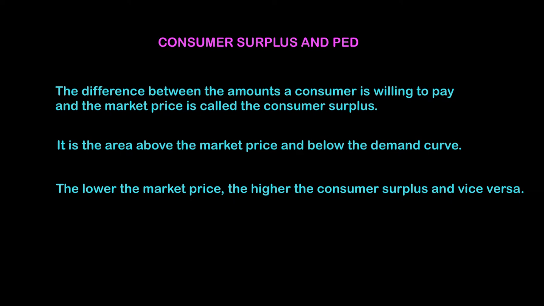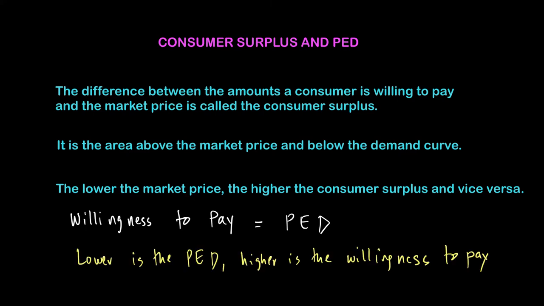Now, when we look at PED, or price elasticity of demand, we're looking at basically consumers' willingness to pay. If you look at the formula, consumer surplus is simply what we are willing to pay minus what we actually pay. The price of a good is what we actually pay, and the willingness to pay is related to price elasticity of demand. The lower the elasticity of demand, the higher the willingness to pay. And similarly, the higher the elasticity of demand, the lower the willingness to pay.